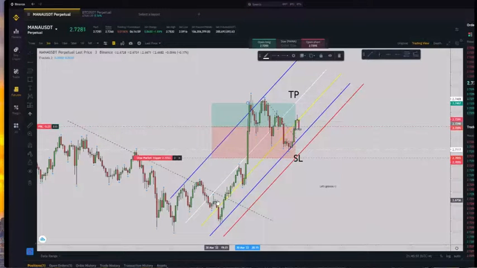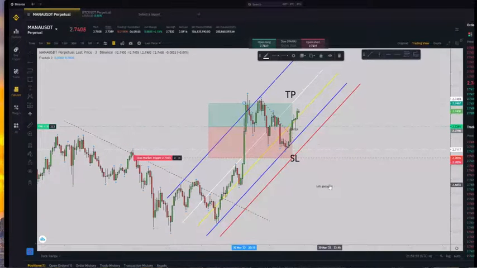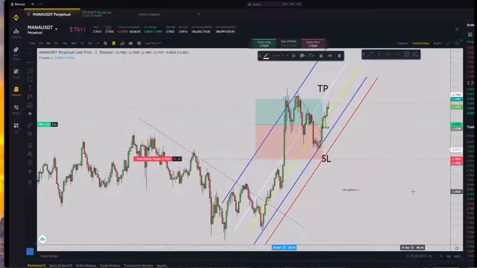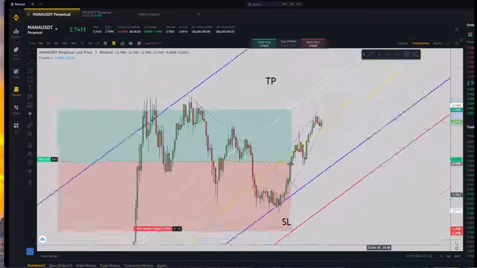He put his stop loss at the 1/4 of the channel, the trading channel, and he put a TP in the middle of the channel, so the price is going up.